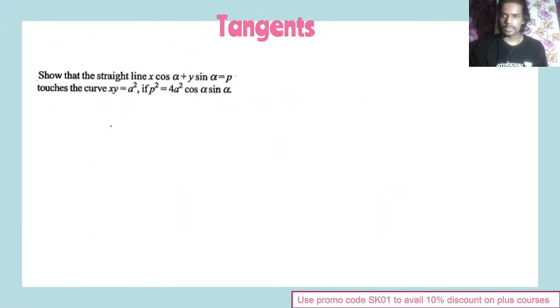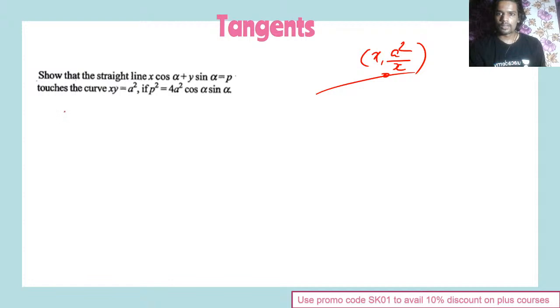I know sometimes mistakes do happen. The point is x comma a square upon x. This is the point on the curve. And no, but this is also true that the line will touch. This is kind of weird. Let's try to solve it once again.